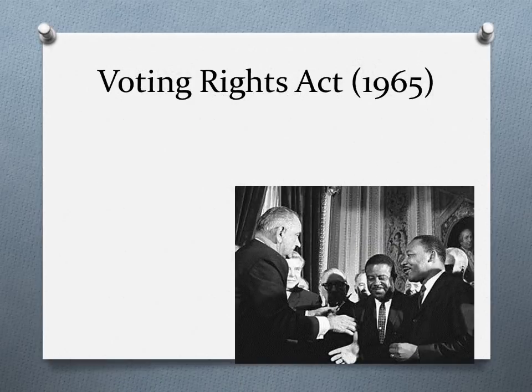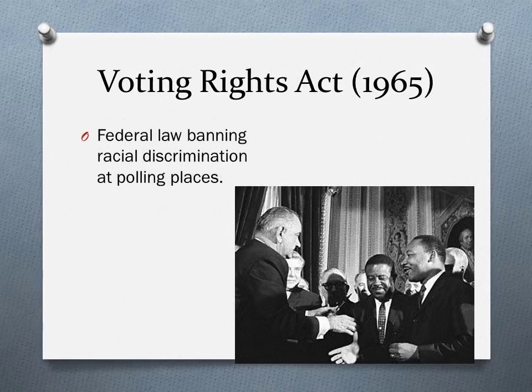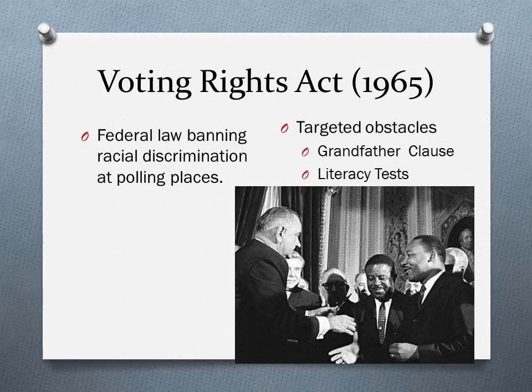Continuing from their momentum of having passed the Civil Rights Act in 1964, the following year Congress passed and President Johnson signed the Voting Rights Act of 1965. This groundbreaking federal law banned racial discrimination at all polling places across the country. It opened up doors to voting for all racial and ethnic minorities. It targeted such obstacles as the grandfather clause and literacy tests, making them a violation of federal law.